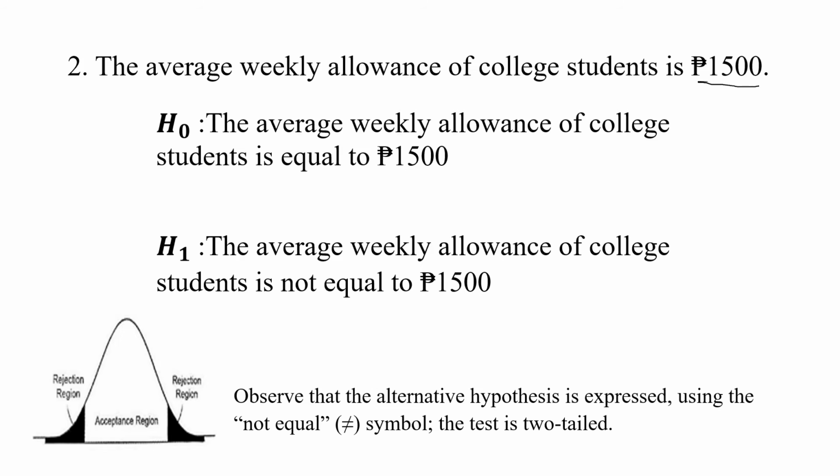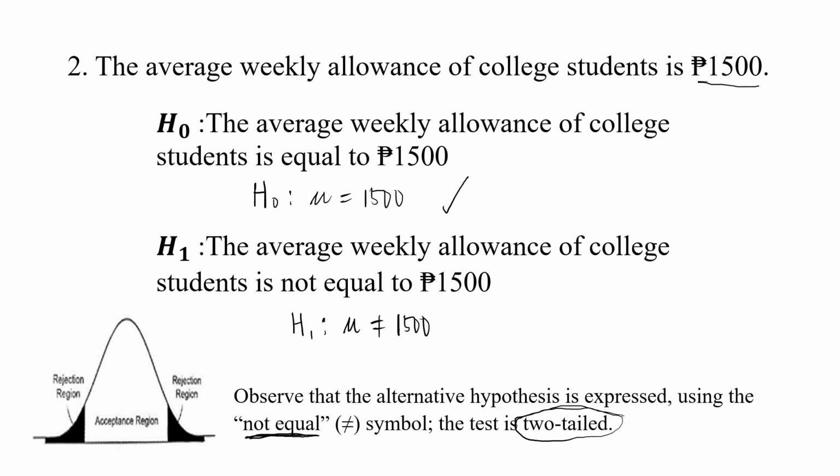So, yung ating null hypothesis or H sub 0 is equal to 1,500. Again, laging equal si null hypothesis. While the alternative hypothesis naman, so kabaligtaran lang siya ng ating null hypothesis. Okay, so not equal to 1,500. So, yung ginamit dito na symbol is not equal sign. Meaning, that is a two-tailed test.